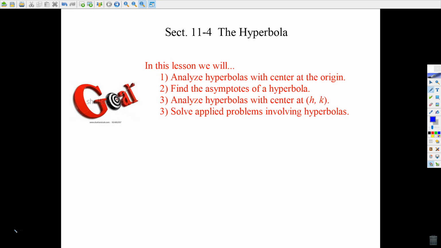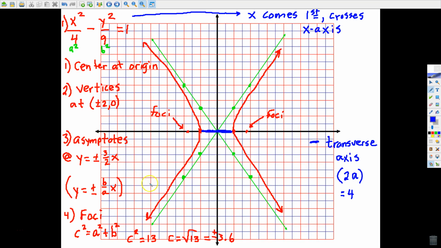All right, section 11.4. We are at the last of the four conic sections, and we're going to be discussing the graph and the equation for the hyperbola. So nothing really to write here. I just wanted to maybe refresh your memory a little bit. This was discussed in Algebra 2. There are two different variations, really, of hyperbolas.